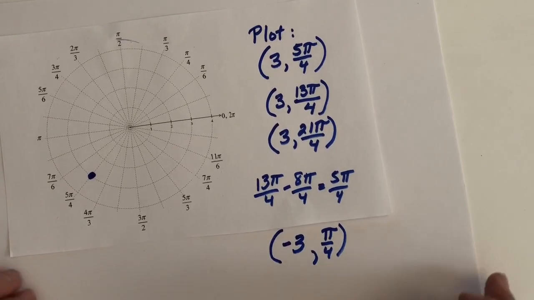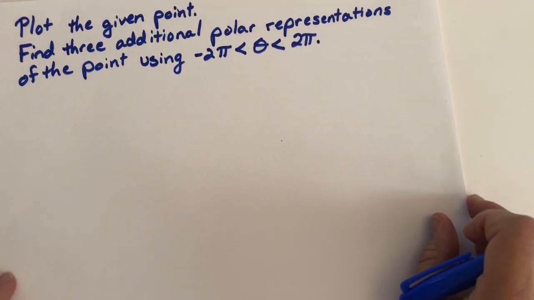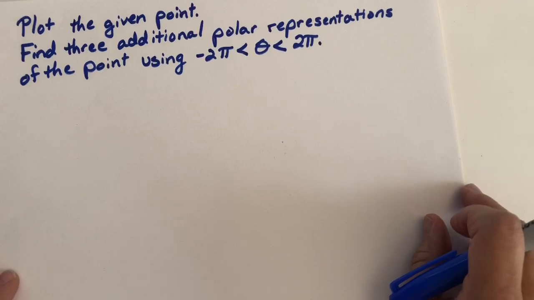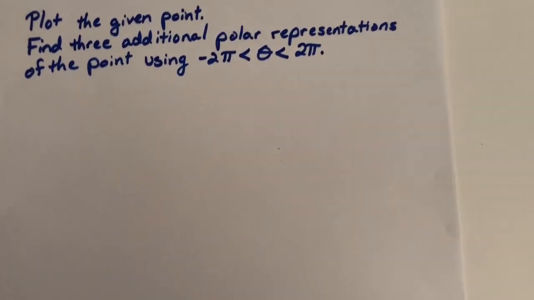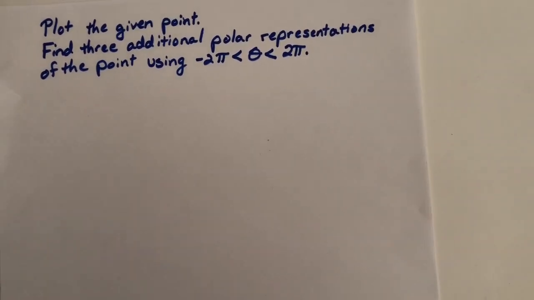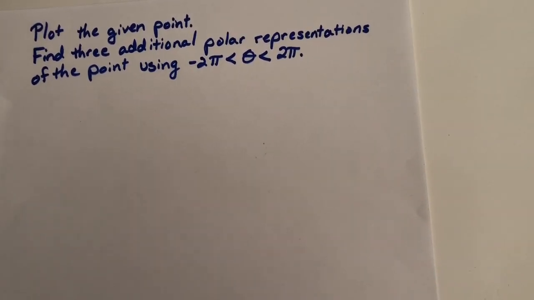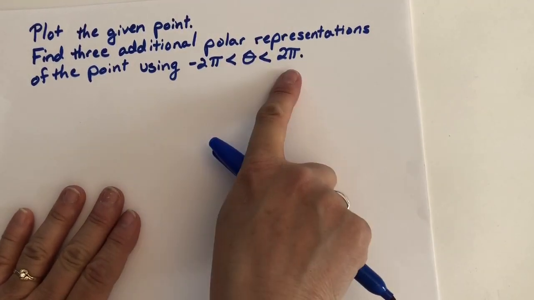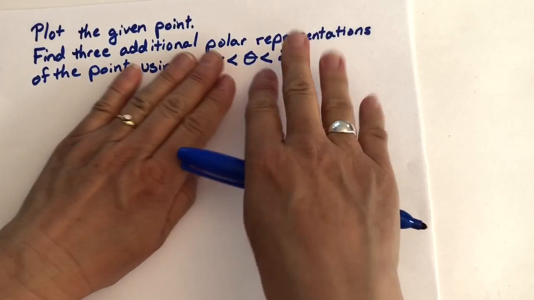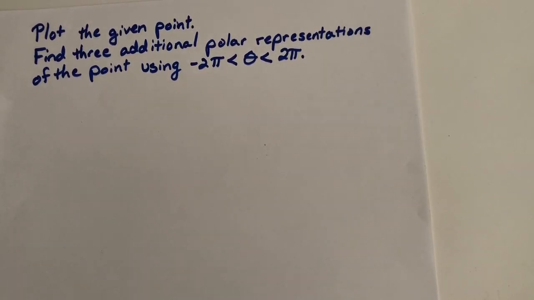So that brings me to the next problem. Let's suppose we have directions that look like this. We're going to be given a point in just a moment. It will say the directions are plot the given point. And let's move up just a little bit so we have some workspace. Plot the given point, and then find 3 additional polar representations of the point. And we're going to keep theta between negative 2 pi and 2 pi. Without that restriction, there would be an infinite number of possibilities.